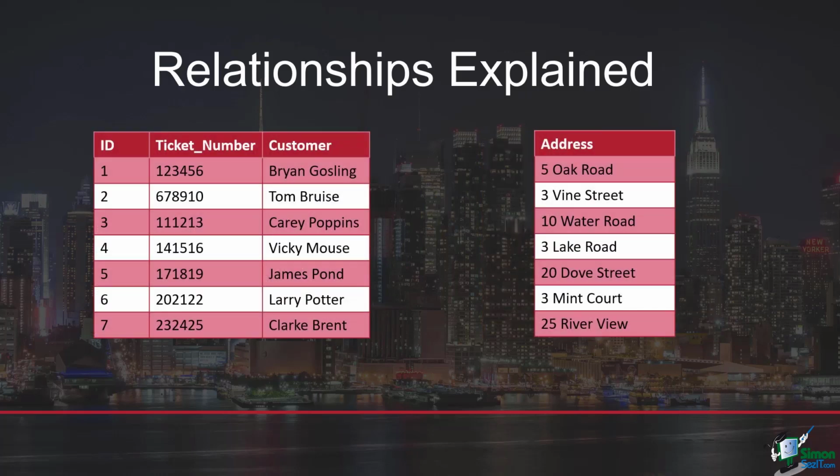Maybe we have two tables, but they don't have a common field. So once again, I have my table on the left, which has ID, ticket number, and customer. We have address information in the table on the right, but there's no field that they both share to link these together. So how would we get around that?